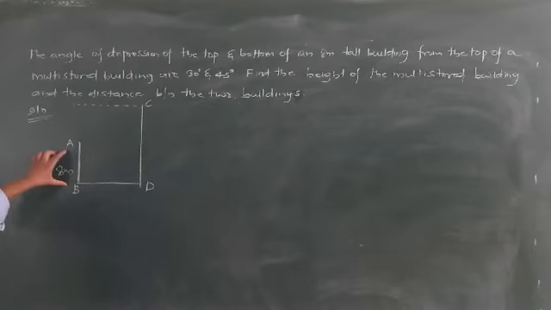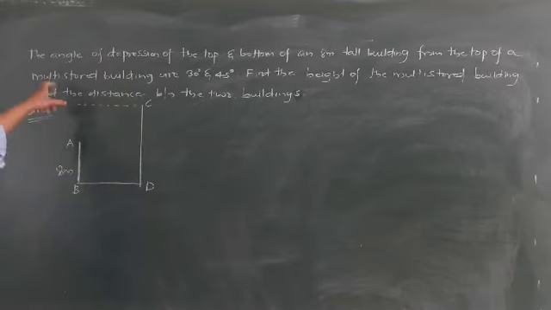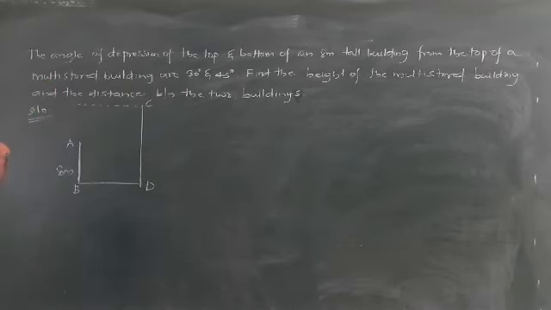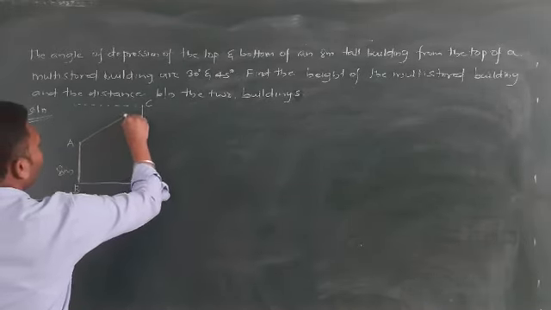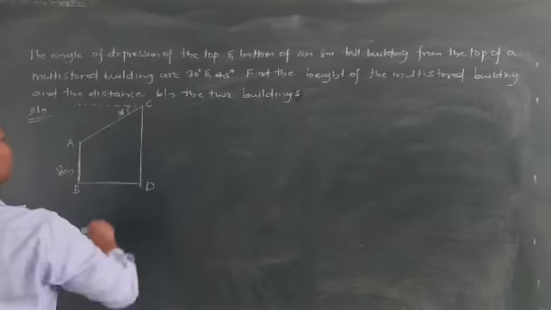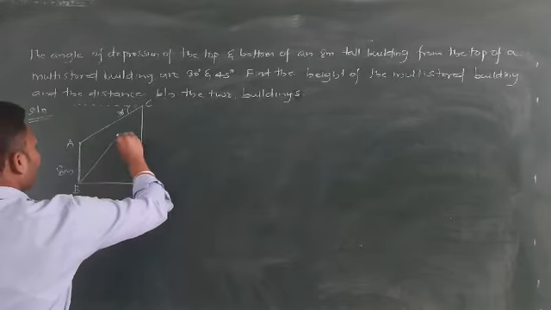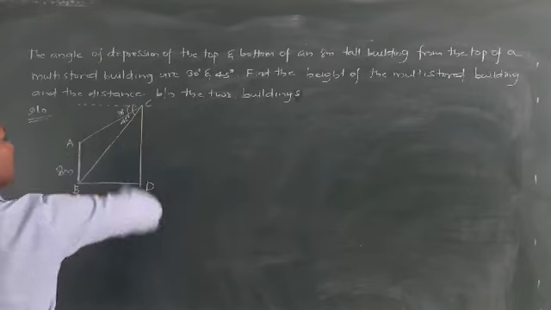So this is the 8 meter tall building. The top is point A and the bottom of this building is point B. From the top and the bottom, the angles to the multi-storied building are 30 degrees and 45 degrees. From its top, how much angle is it forming? It is forming 30 degrees here. So the angle of depression is given, and here it is forming 45 degrees.